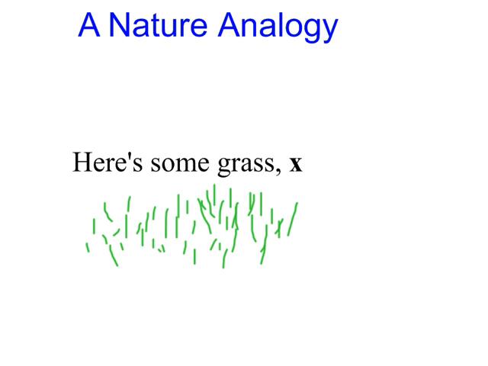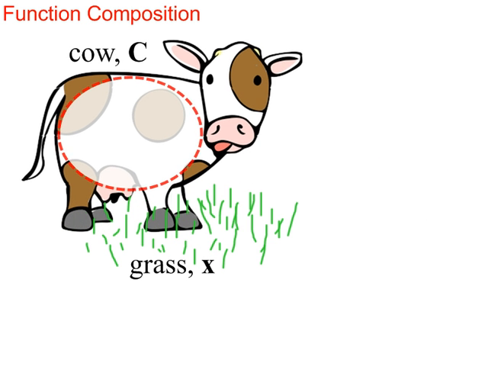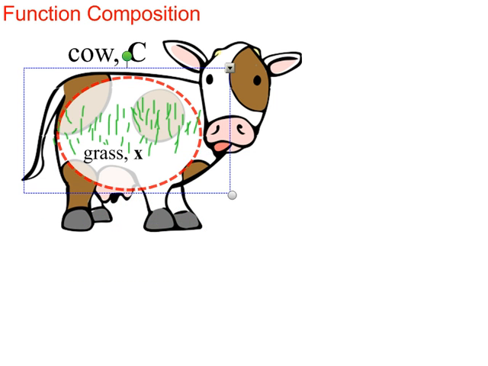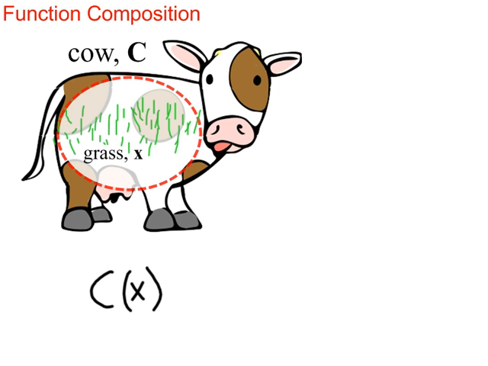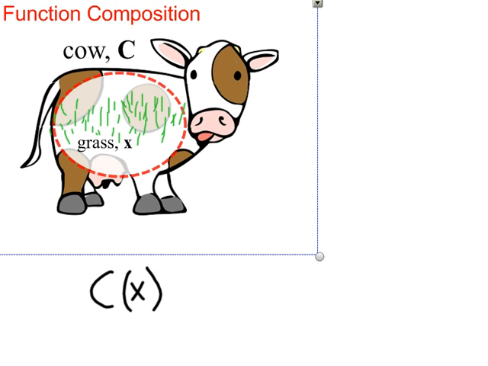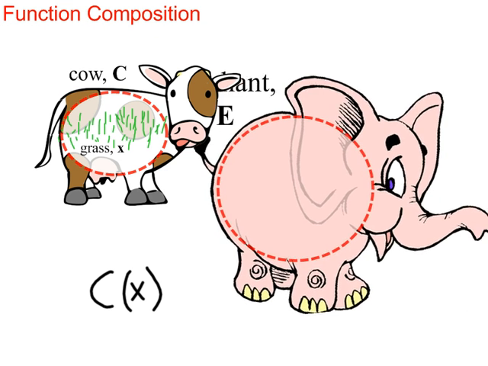Let's say here's some grass. We're going to call it X. And when you think of an animal that eats grass, maybe a cow comes to mind. So when the grass goes into the cow, we would call that C of X. And then I ask you to consider what is the cow's greatest natural predator. And you would probably say, of course, it's the elephant.